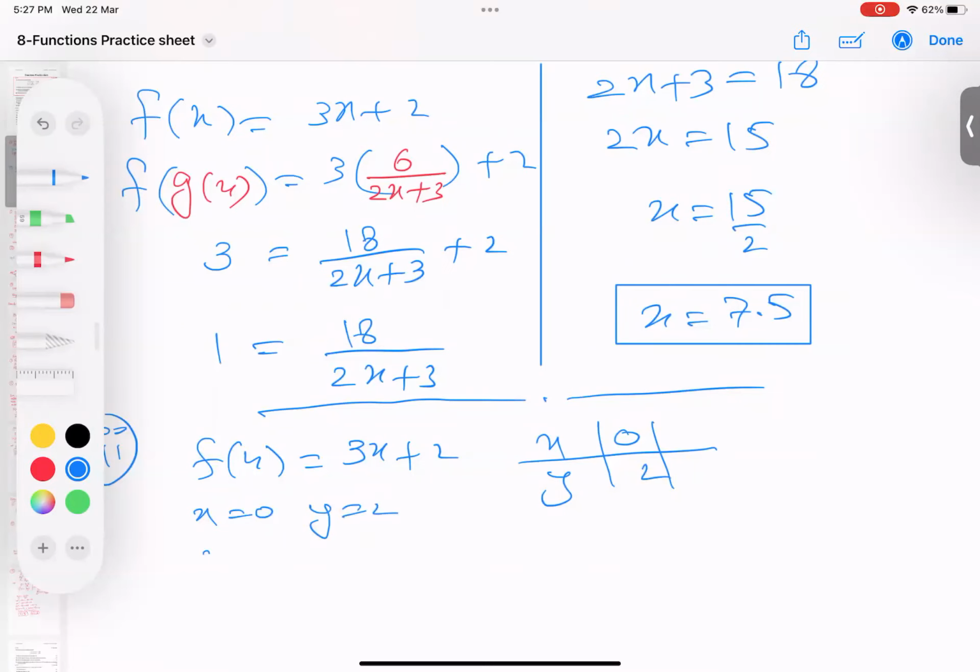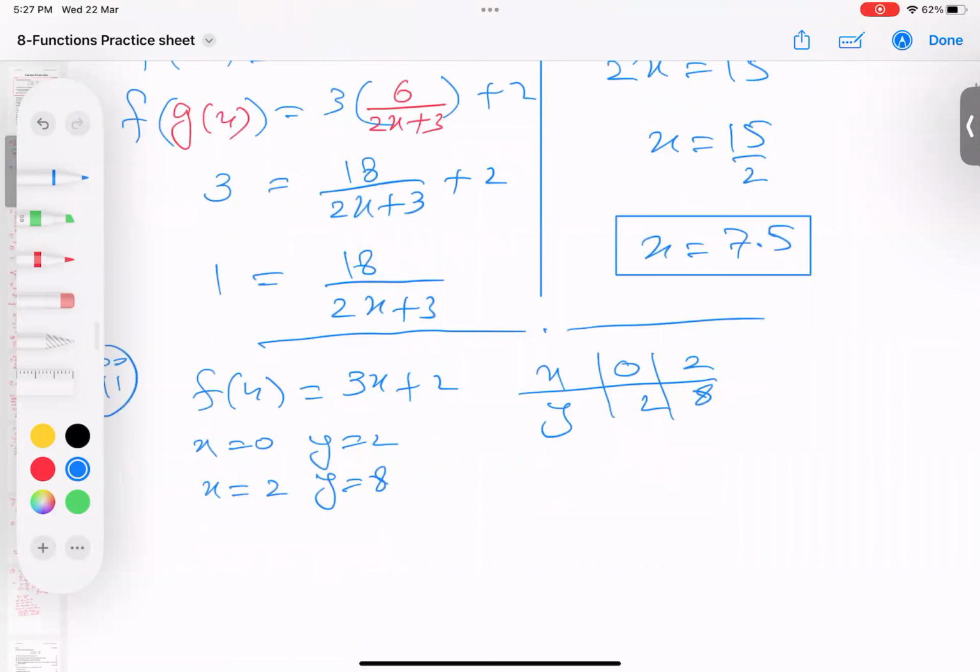Okay, I can plug in any number. For example, I plug in 2. When I plug in 2, 3 times 2 is 6, plus 2 is 8. So it means 2 and 8. So I think this is enough for it.